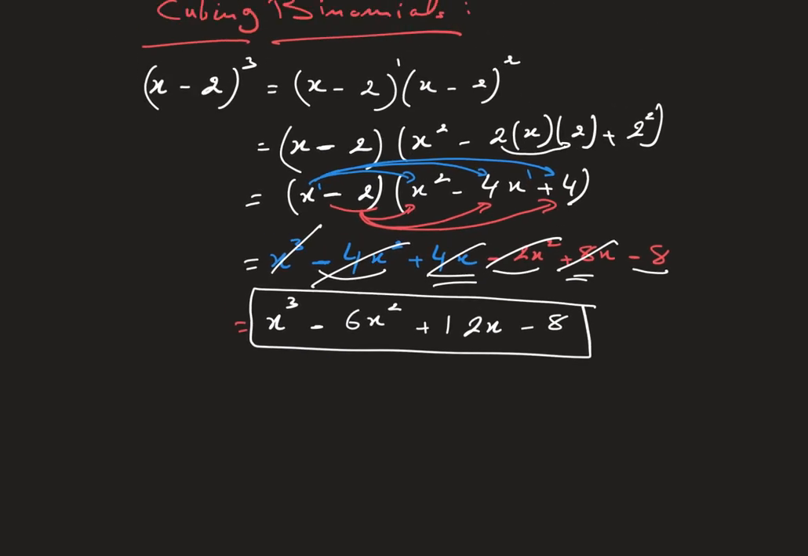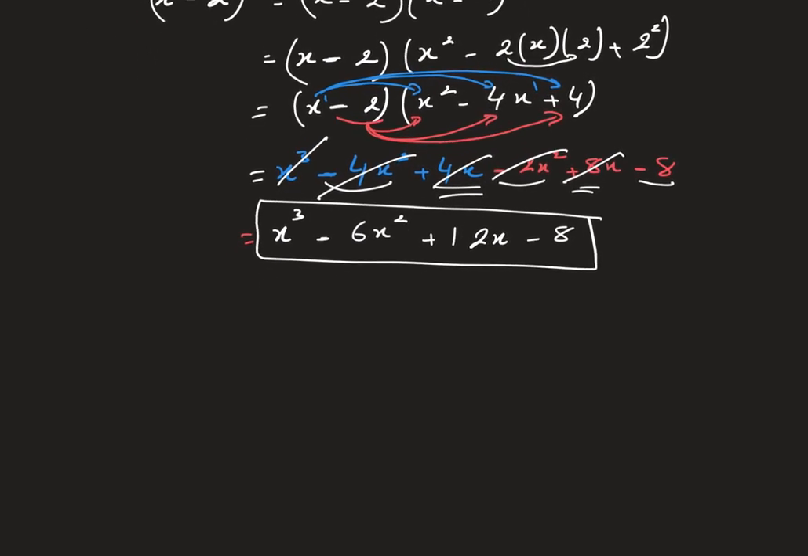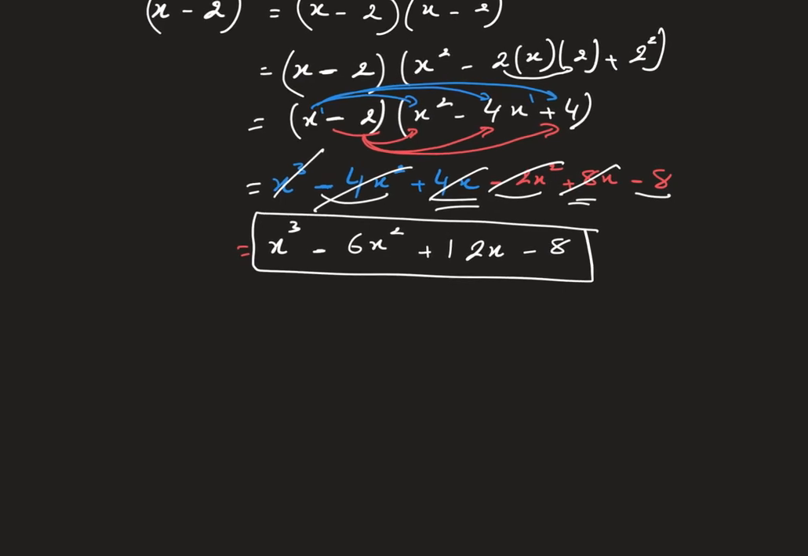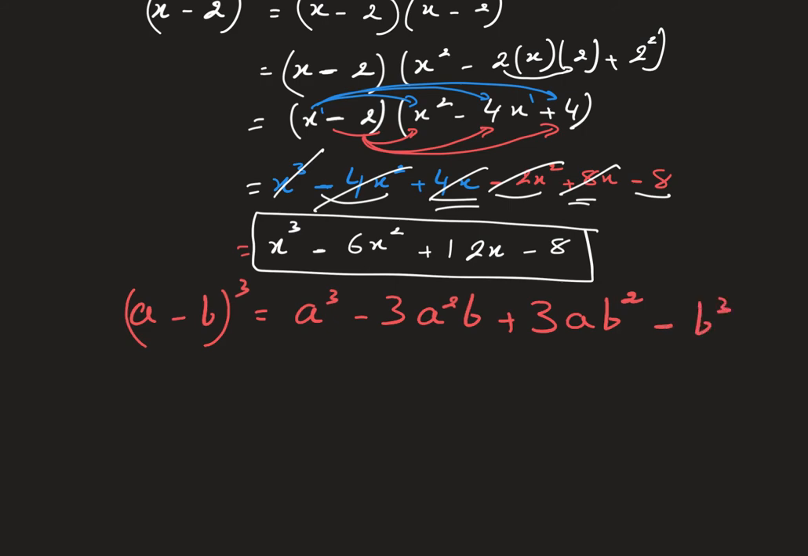Now we have a rule to this. If I have, for example, a minus b to the third, there is a rule to this. If I have a minus b to the third, that will be a to the third minus 3a squared times b plus 3a times b squared minus b to the third power, right?